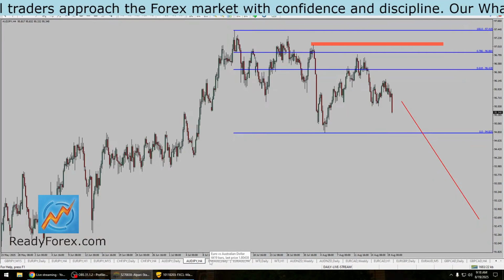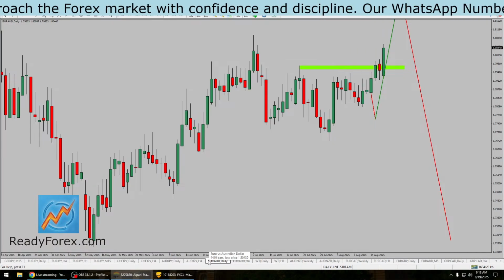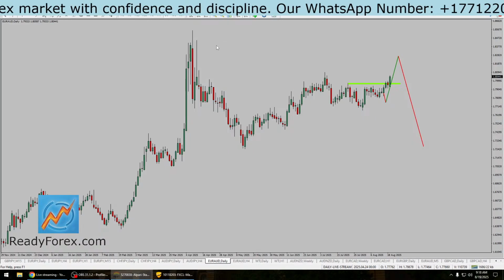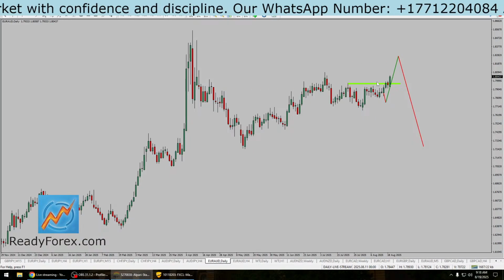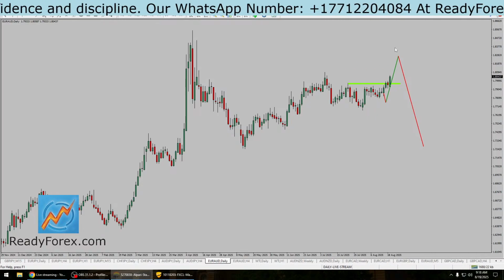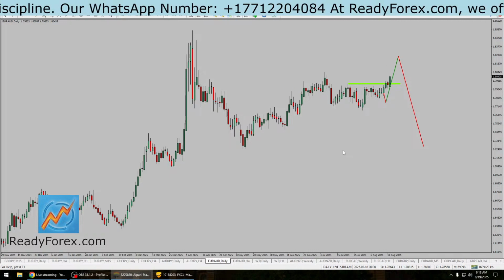Next one is the euro versus Australian dollar, euro AUD pair. Here's a possible scenario that euro versus Australian dollar market is going to print a new high. Okay, probably going to rise up.